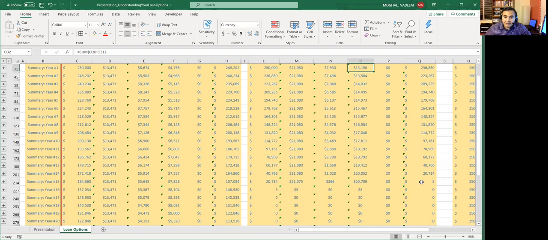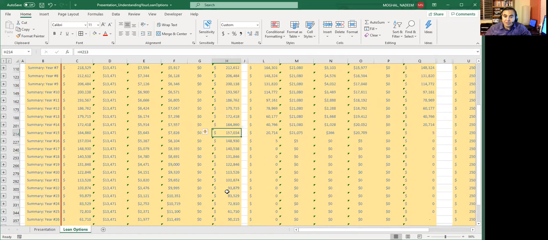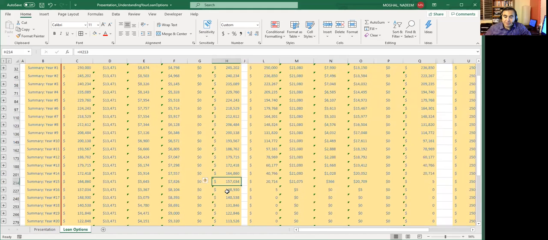Your last payment is $5 that you paid in the 15th year, and your loan is paid off. Whereas in this case, you still have a balance of $157,000, and you still have 15 more years of payments that you need to complete.